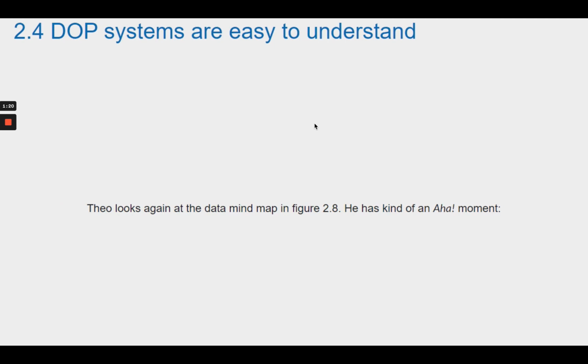Theo looks again at the data mind map in Figure 2.8. He has kind of an aha moment. Data lives on its own. Note: a DOP system is easier to understand because the system is split into two parts, data entities and code modules. Now, Theo looks at the module diagram in Figure 2.9.